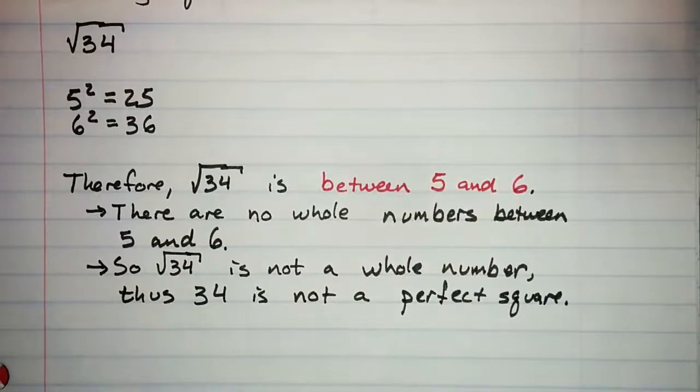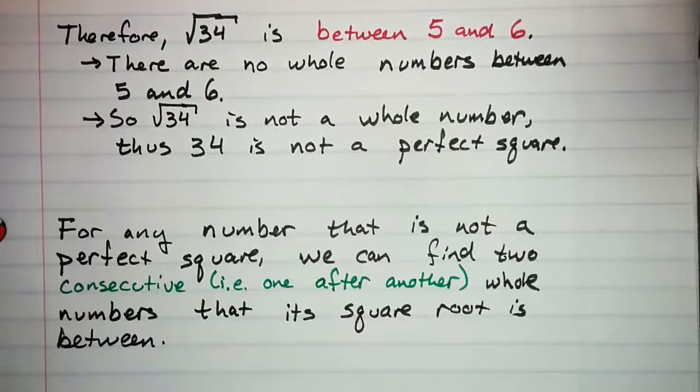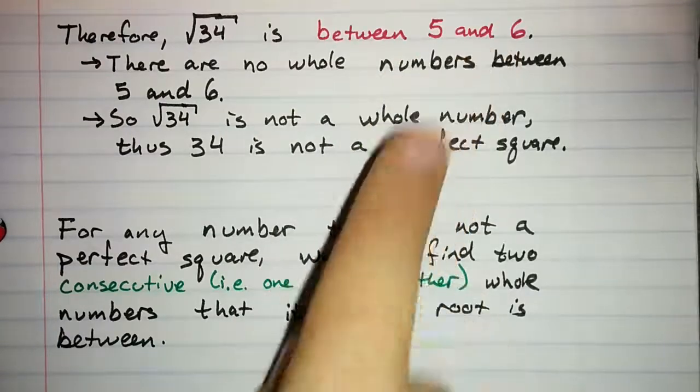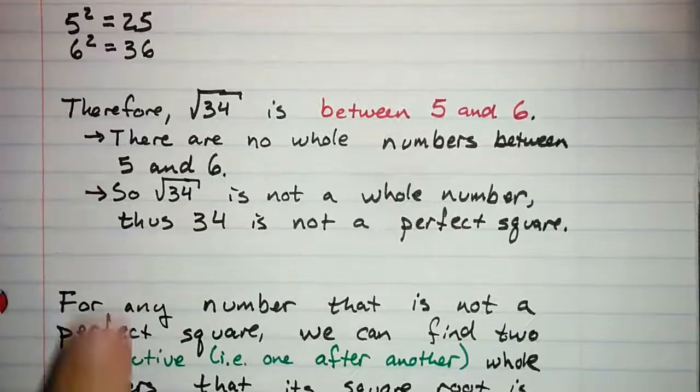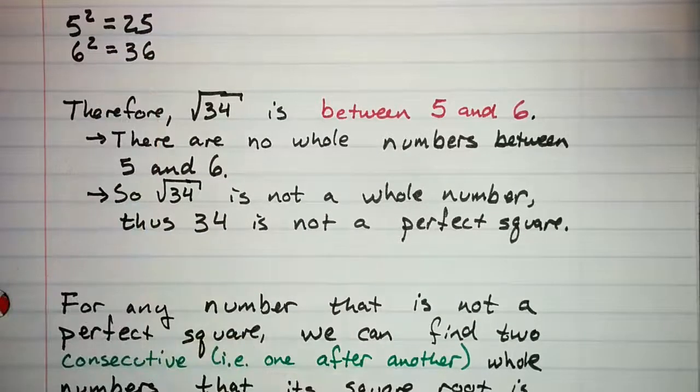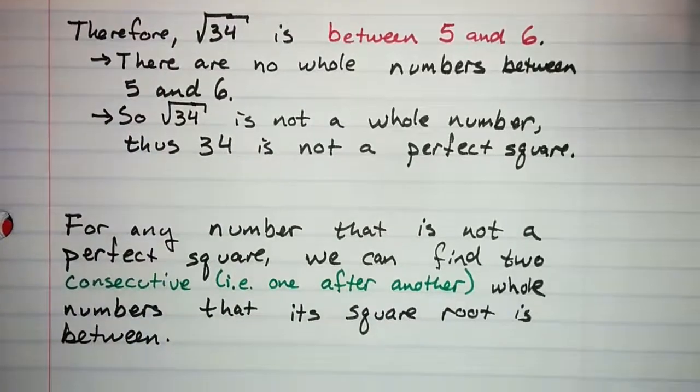We know what two consecutive whole numbers the square root of 34 is between. And we can do this with any number that's not a perfect square. For any number that is not a perfect square, we can find two consecutive, that means just one after the other, like 5 and 6, whole numbers that its square root is in between. How? By finding two perfect squares that our original whole number is between.